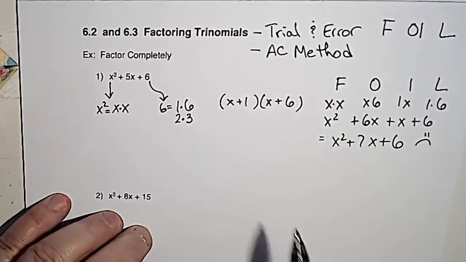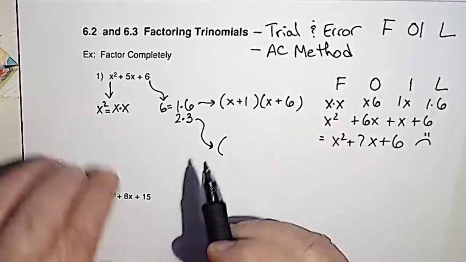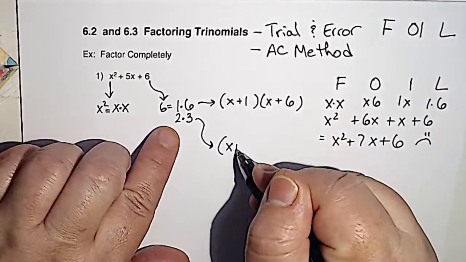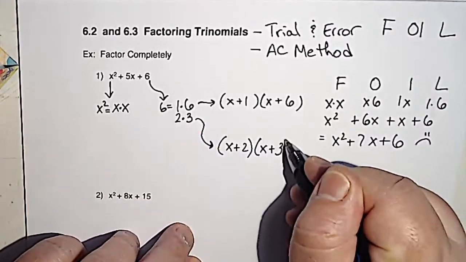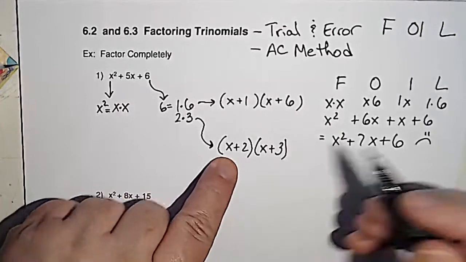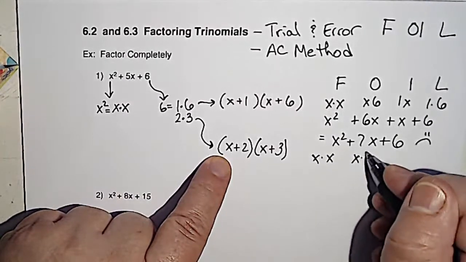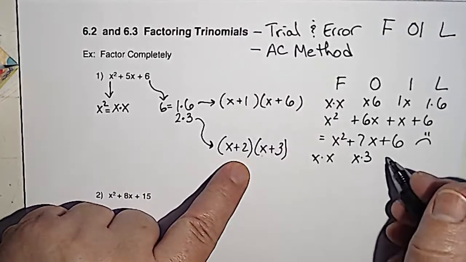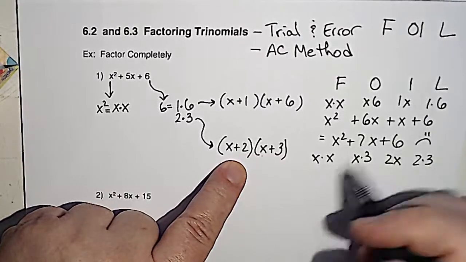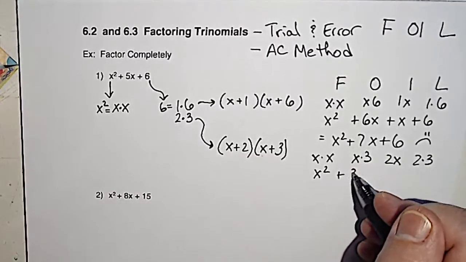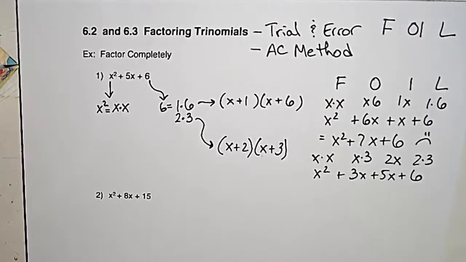Okay, let's try the other one. There's another one right here. Start with x, but plus 2, and x plus 3. Okay, let's try this one. First, x times x; outer, x times 3; inner, 2 times x; last, 2 times 3. X squared plus 3x plus 5x plus 6.